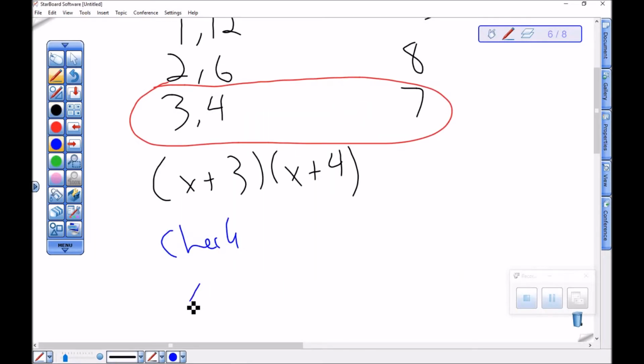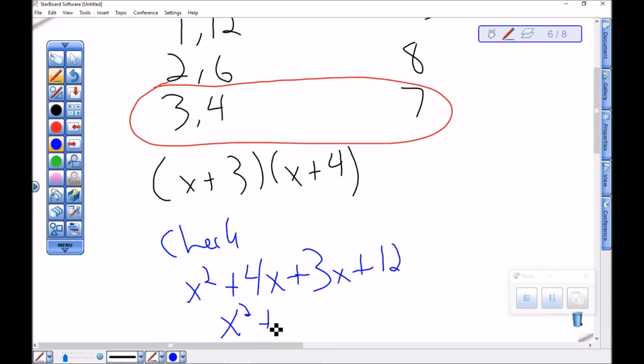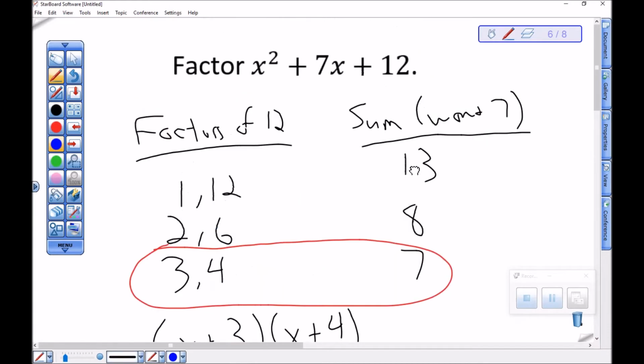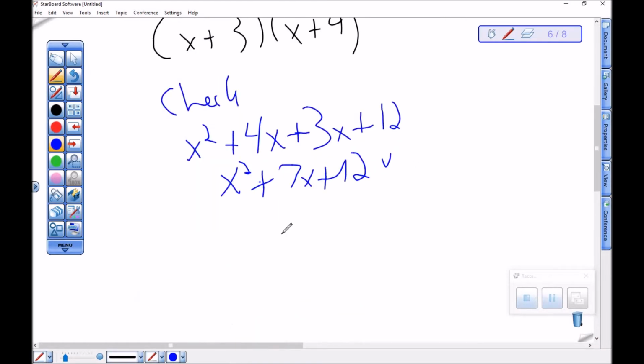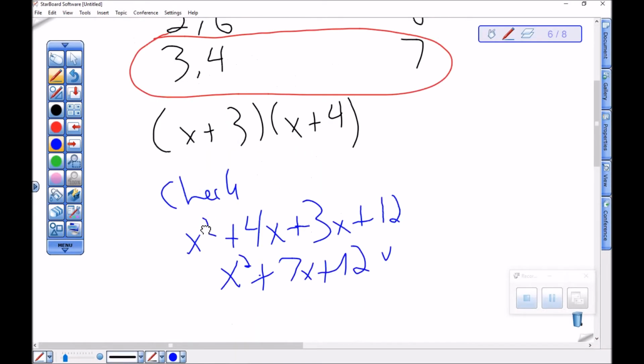So first, x times x is x squared. Outside, x times 4 is 4x. Inside, 3 times x is 3x. And last, 3 times 4 is 12. That's x squared plus 7x plus 12. That is what we started with, right? Yes, indeed. So my answer is this, x plus 3 times x plus 4.